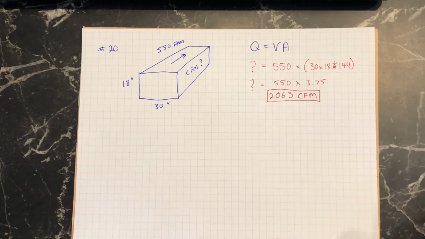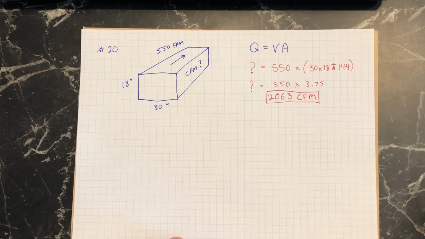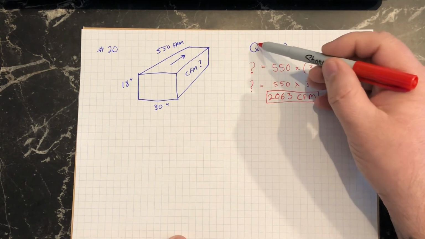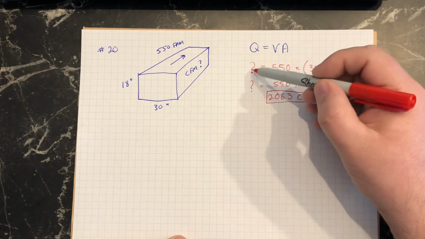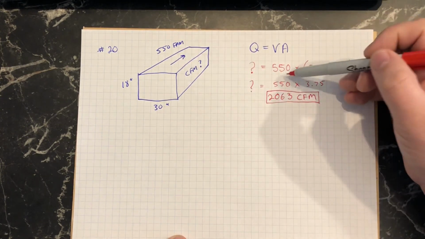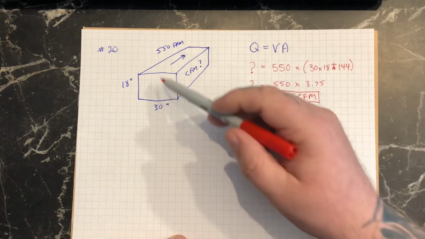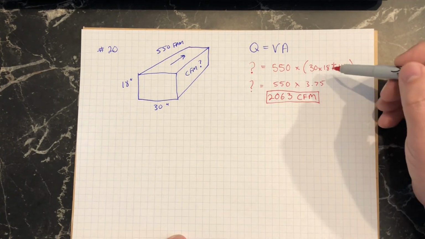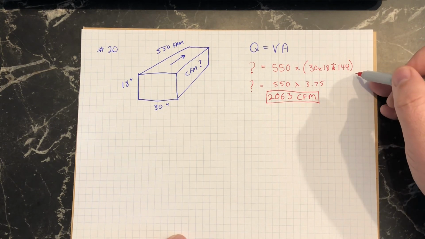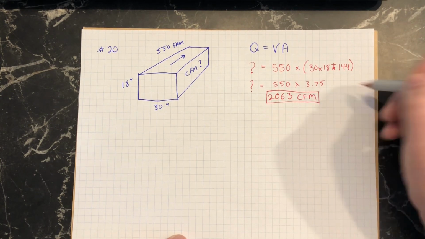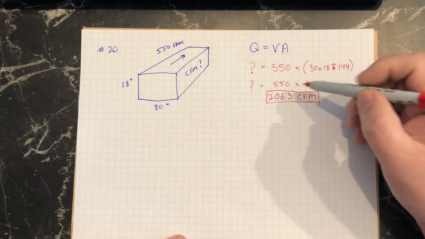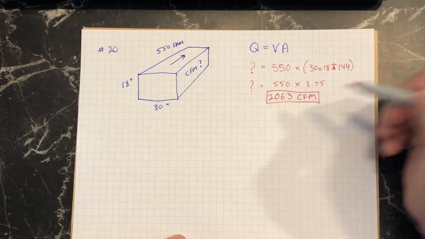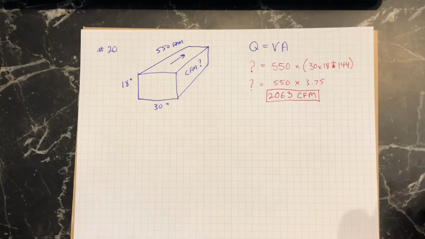And our last one here is another Q equals VA. So now we're missing the quantity, or CFM, so that's the question mark. We have feet per minute, 550. We have an area of 30 by 18. So remember, it has to be in square feet though. So 30 by 18 divided by 144 gives us a square feet of 3.75. 550 times 3.75 gives us 2,063 CFM.